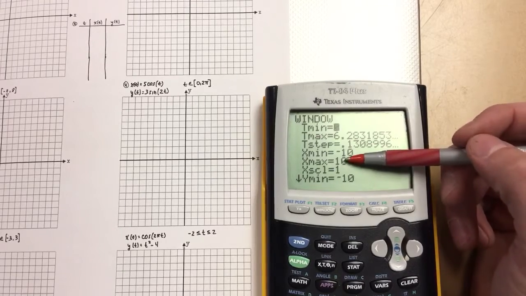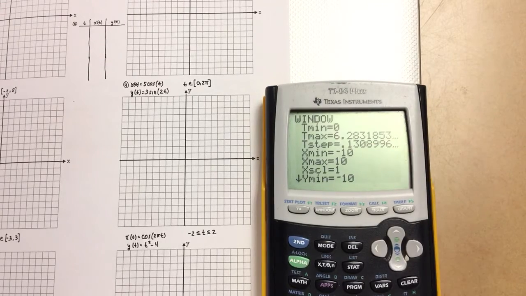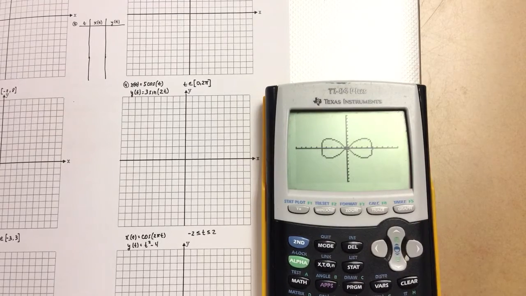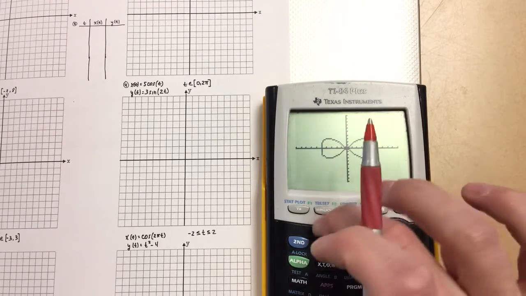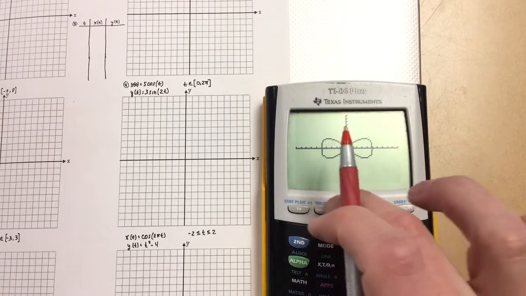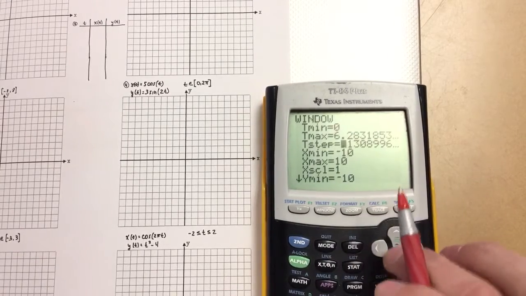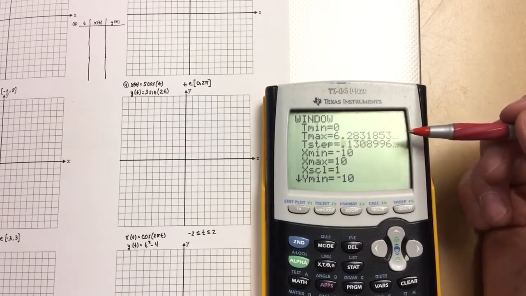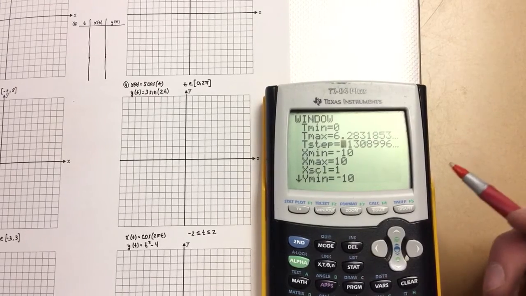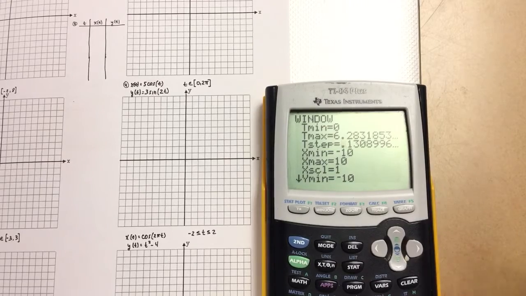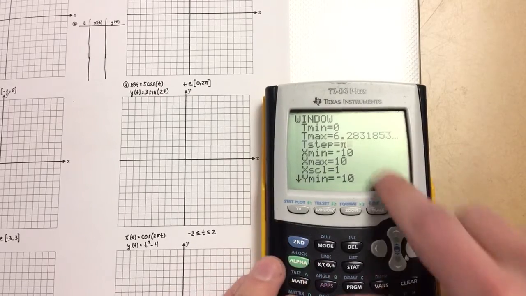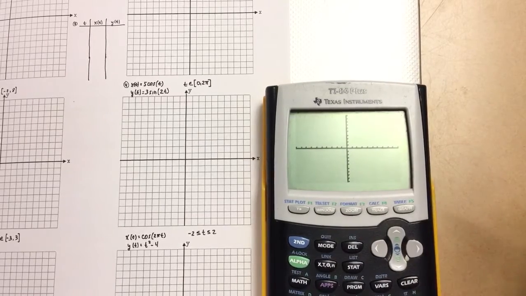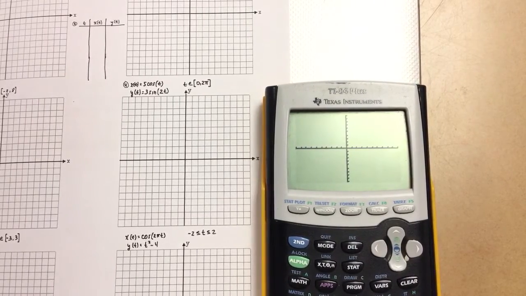Now I've got negative 10 to 10, negative 10 to 10 for my x and y min max. Mine graphs quickly probably because of the t step. When we were doing this yesterday, when we did it by hand, we plotted t equals 0, what happens? T equals pi over 2, t equals pi. We used intervals of pi over 2. So our t step was pi over 2, and it gave us that line.